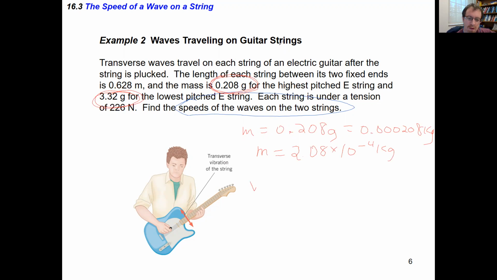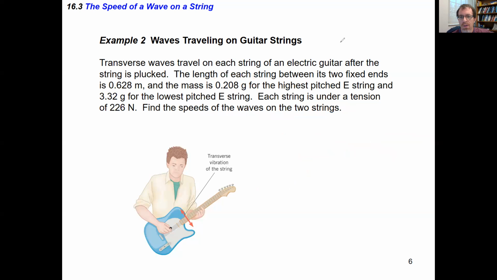After that is taken care of, this is just plug and chug. I've got my speed equal to the root of tension divided by my linear mass density. The 226 newtons goes in for tension. The 2.08 times 10 to the negative 4 kilograms goes in for mass. And the length of the string, 0.628 meters, goes in for length. And then I just evaluate from there. So let's go ahead and do that.